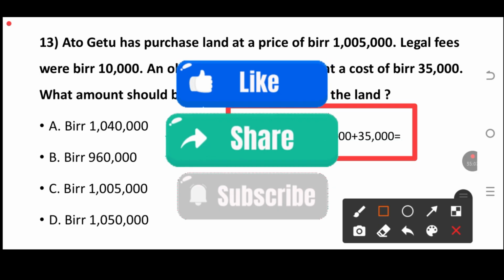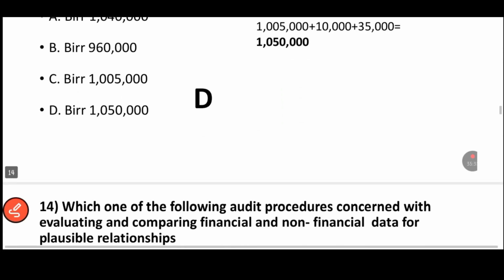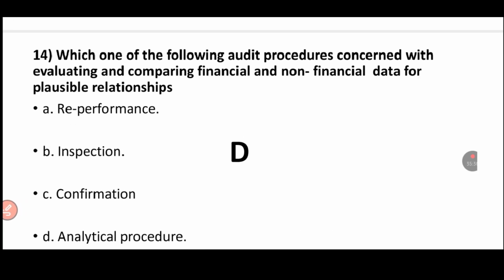Choice A, 1,040,000 birr, B, 960,000 birr, C, 1,005,000 birr, D, 1,050,000 birr. The correct answer is D, 1,050,000 birr is the amount recorded as the cost of the land. Thank you. Let's see the 14th question.